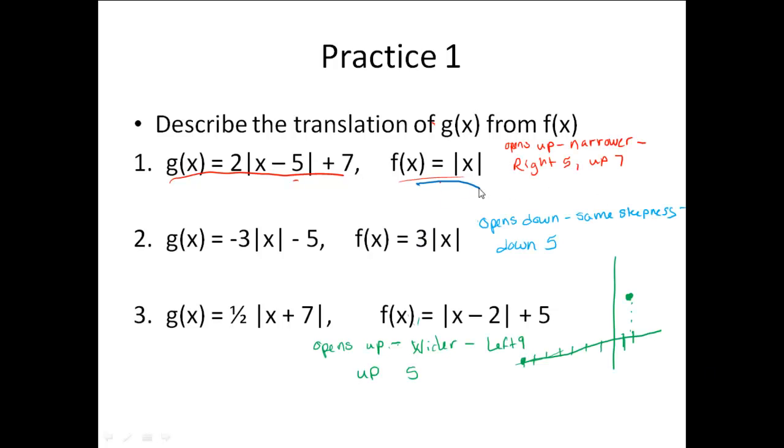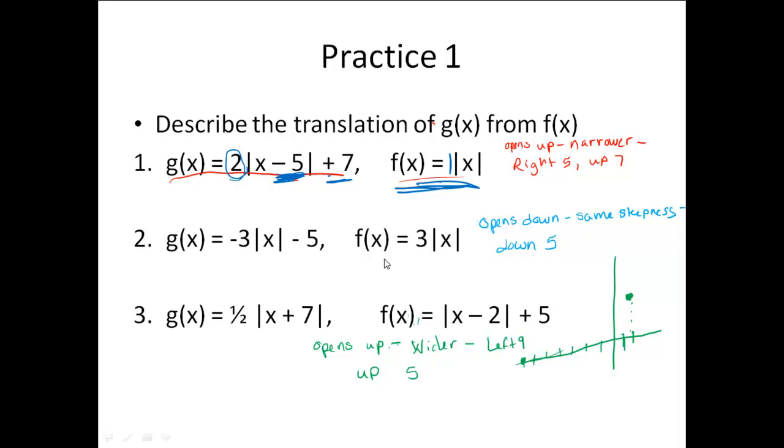On the first one, we were comparing it to the parent function, and so we had to look at the a, and that tells me that it opens up because it's positive, but it's also going to be narrower because the 2 is bigger than the 1 here. Also going to be moved right 5 because we do the opposite of what's in there, and then up 7 because we do the same.